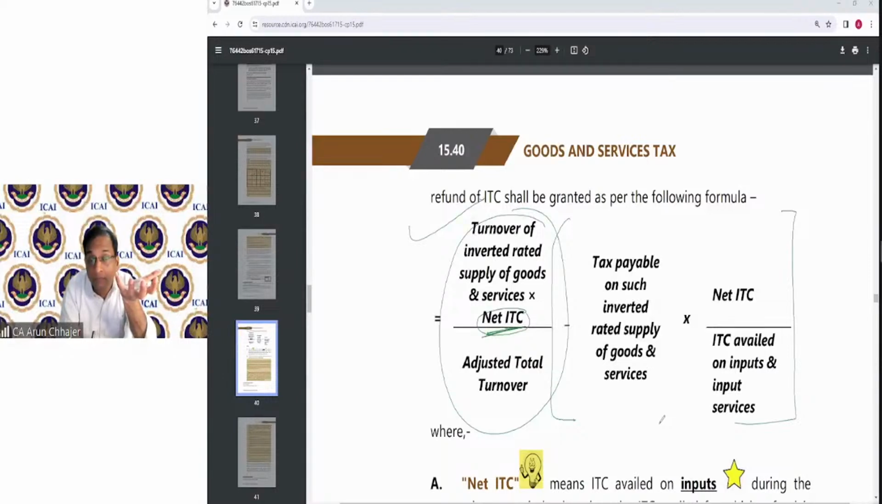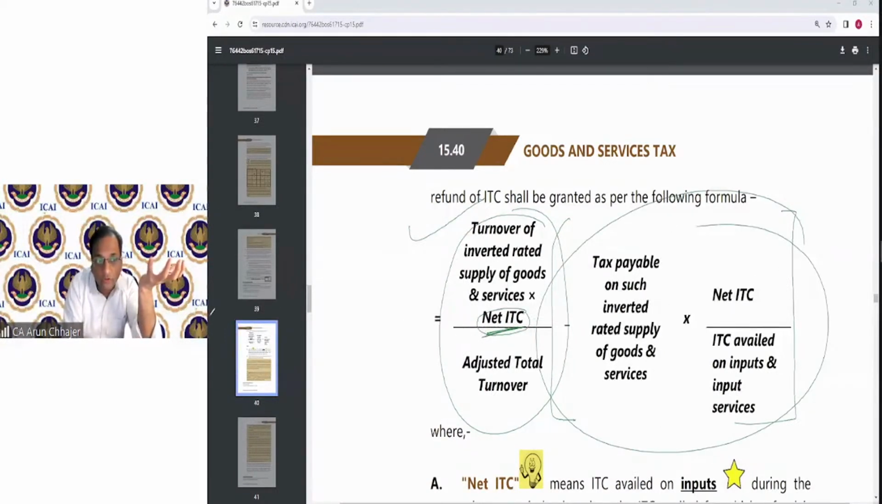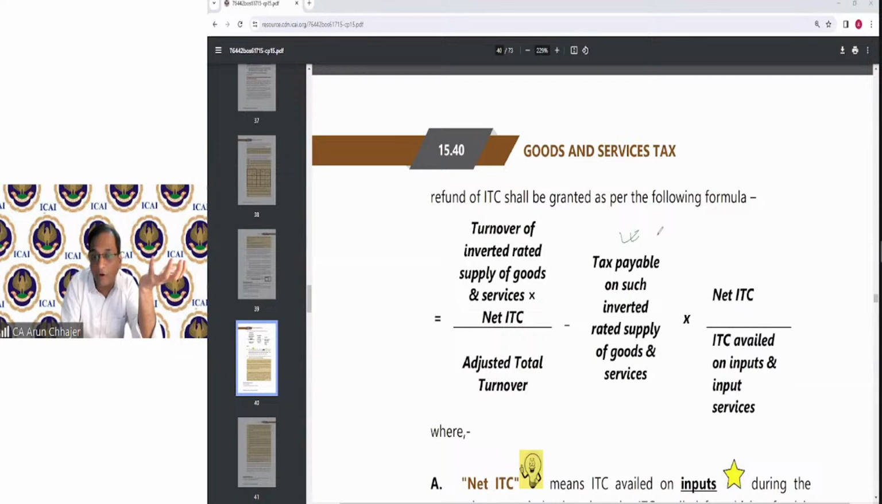I am not required to pay any tax, so the entire amount is refunded. So they are only calculating the proportionate. But here, there is some tax liability. So they are saying tax payable on such inverted rated supply of the goods and services.